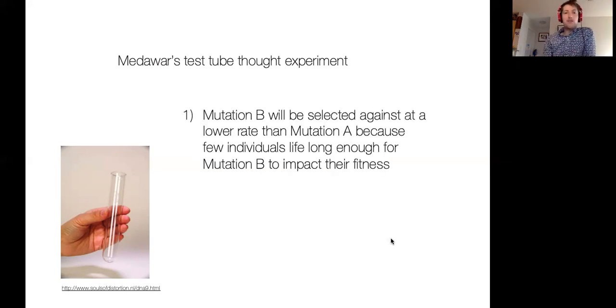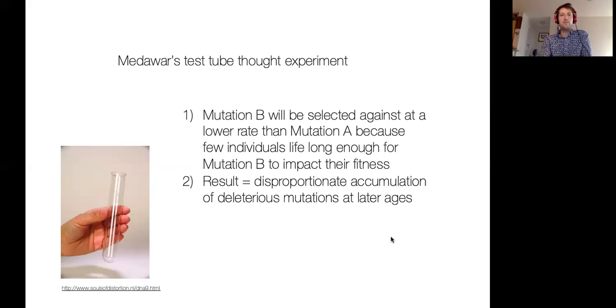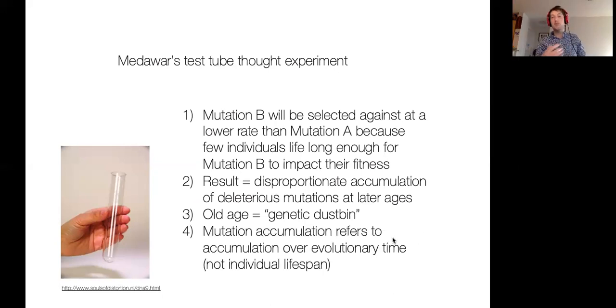Okay, the answer is mutation B will be selected against at a lower rate than mutation A, simply because fewer individuals, fewer test tube individuals, live long enough for this mutation B to impact their fitness. And so the result of this is a disproportionate accumulation of deleterious mutations that are expressed and act on older individuals, in this thought experiment, older test tubes. This idea that old age is a genetic dustbin. And here, mutation accumulation refers to accumulation over evolutionary time, not an individual lifespan.